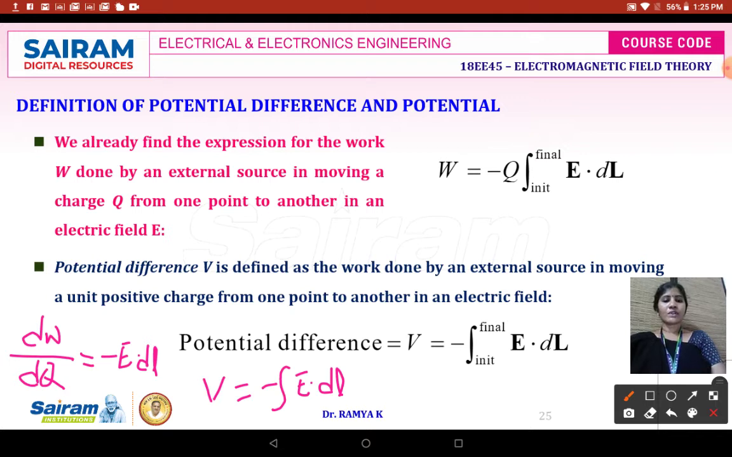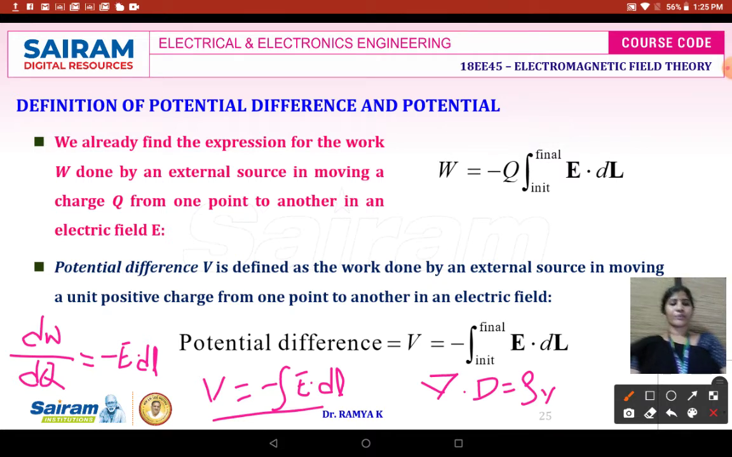Your Maxwell's first equation is divergence of D is equal to rho V. And your Maxwell's second equation is going to be V is equal to the integration over the closed line of E dot dl.